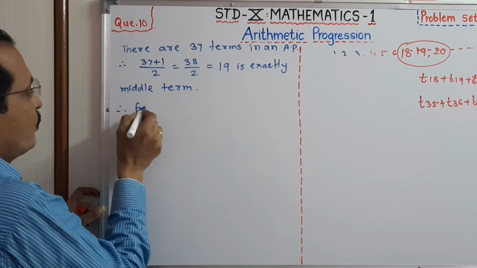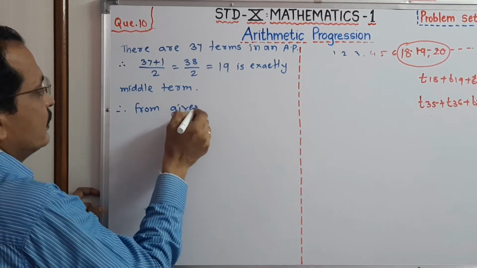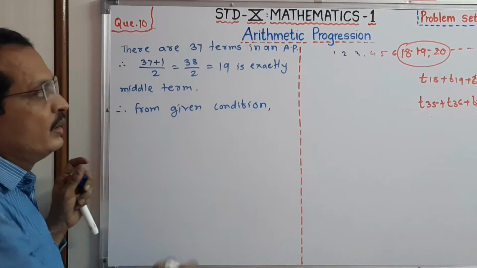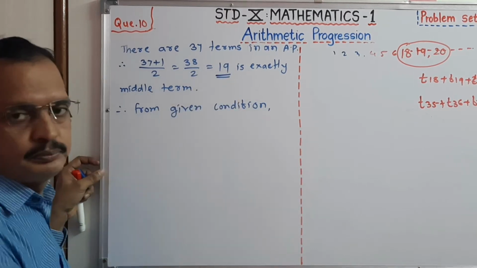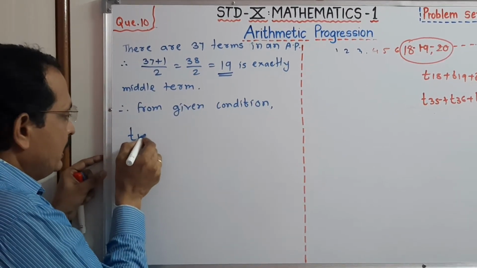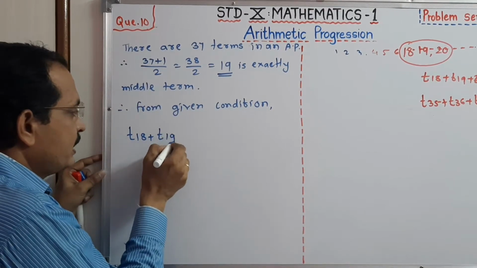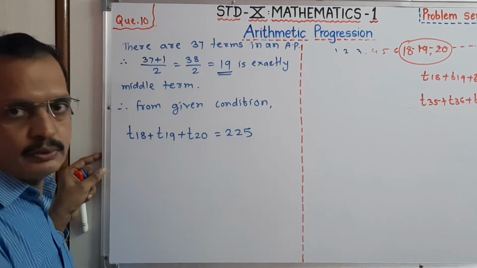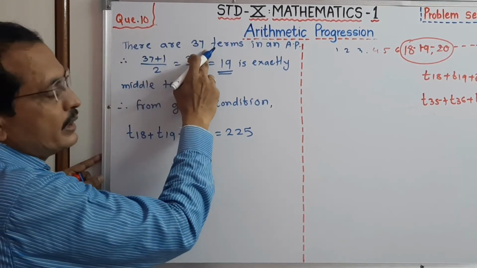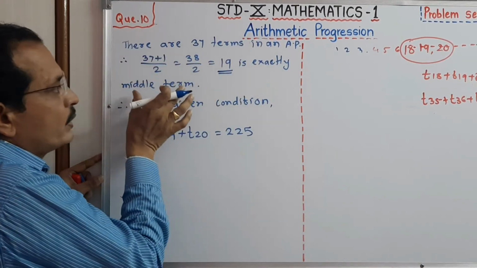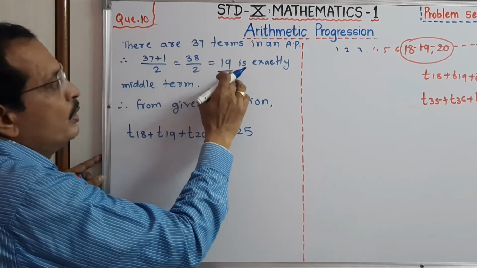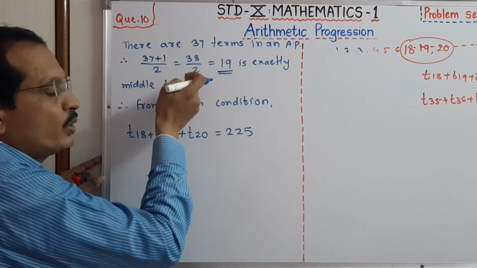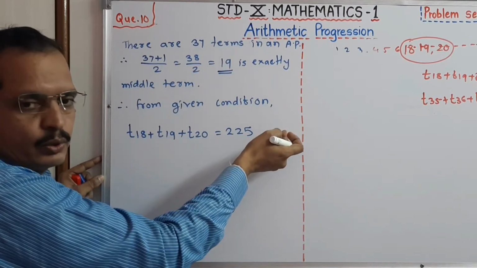Therefore, from the given condition, what is the given condition? So this is exactly the middle term. Therefore, T18 plus T19 plus T20 is equal to 225. Any doubt? See, there are 37 terms. We have to find out the exactly middle term, which is 19. We have to find out the 3 middle terms. Therefore, before 19 it is 18 and after 19 one term we have to use.